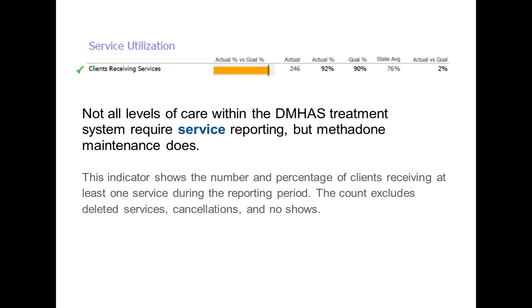Not all levels of care within the DMHAS treatment system require service reporting, but in this case, methadone maintenance does. We take a look at the number of clients receiving at least one service during the reporting period, and we calculate a percentage of how many have received at least one service over the last year in this case. And once again, this program has met its goal.